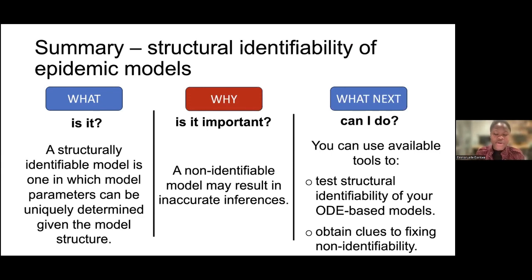So for example, CIAN also has functionality for suggesting identifiable combinations. So which parameters you could combine in order for your models to be identifiable.